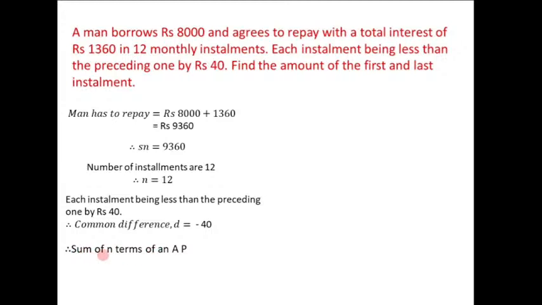Now for that we have to use the sum of n terms of an AP, that is Sn is equal to n divided by 2 into bracket 2a plus n minus 1 into d. So Sn is nothing but the total amount he has to repay, that is 9360. So we'll replace Sn by 9360 is equal to n by 2, that is 12 divided by 2, into bracket 2a, we can take a, which is the first term, as it is because we have to find it, plus n minus 1, that is 12 minus 1, into d is minus 40.